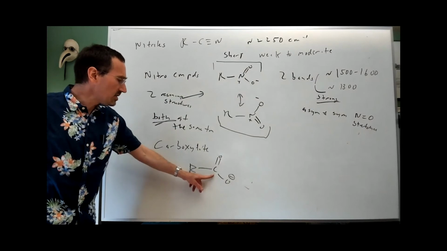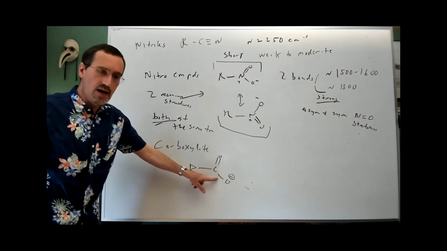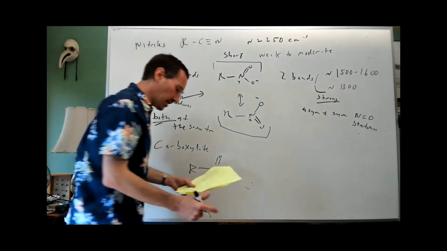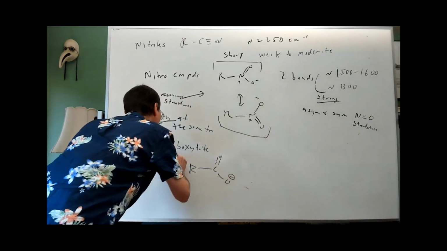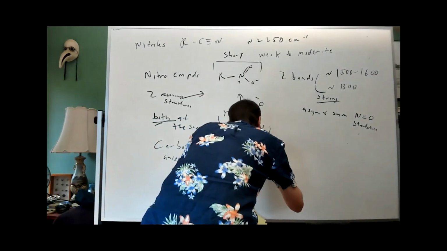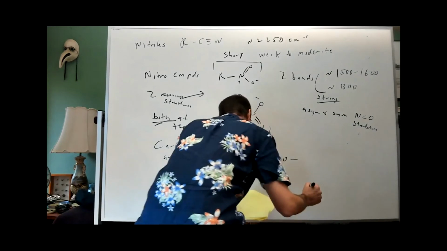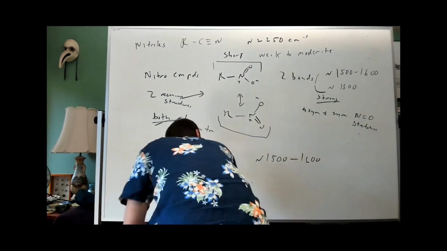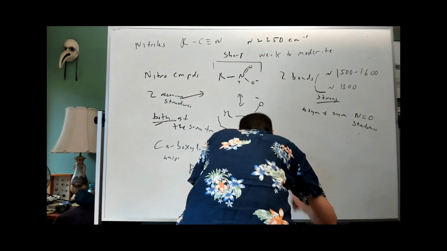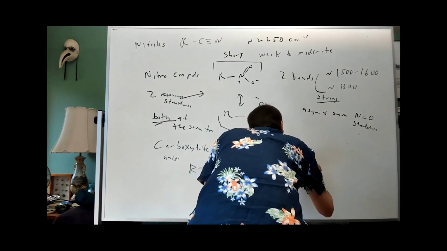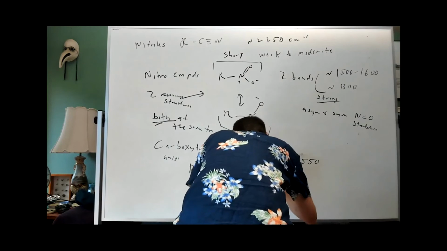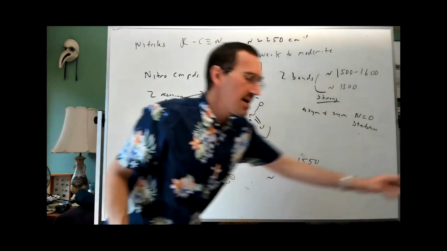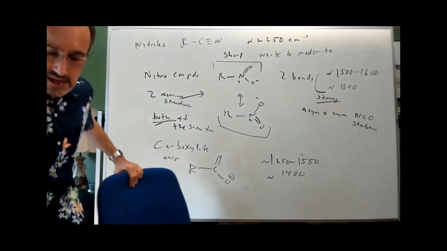Your carboxylate salt isn't a double bond and a single bond. It's a bond and a half and a bond and a half with two resonance structures. So your carboxylate anion has two bands as well. Let's say 1650 to 1550 for one, and about 1400 for the other. Same idea, asymmetric and symmetric stretch for your carboxylate.